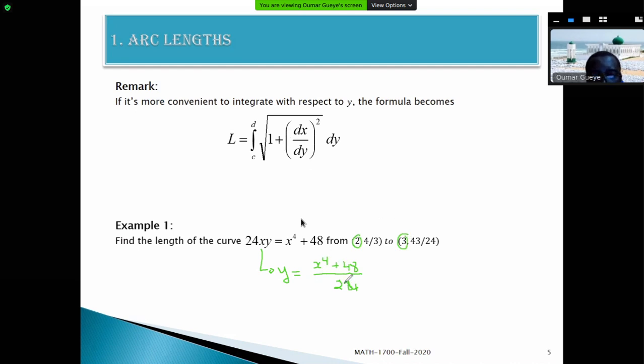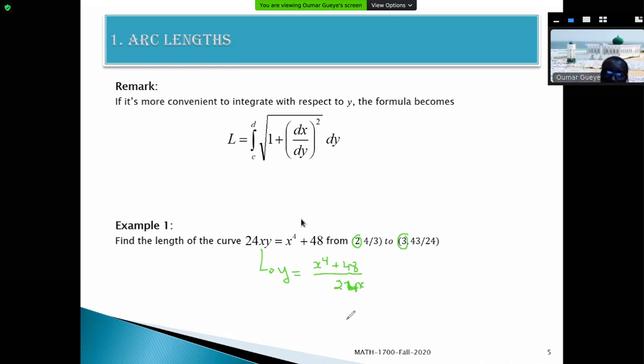If this function was in terms of y, the limits of our integral would be 4 by 3 and 43 by 4. If your function is in terms of x, that's why we have to take the x coordinates in our integral. Okay? So there will be 24x here, at the bottom. Yes, this is a 4. Is it okay?